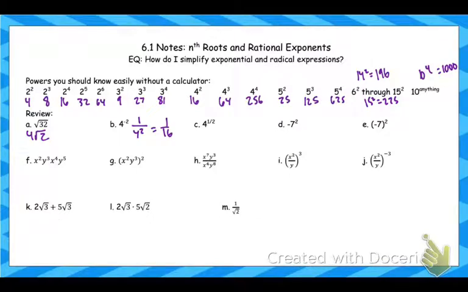4 to the 1/2 is the square root of 4, and we're going to get more into that today. So if you didn't know that one ahead of time, that's okay. Negative 7 squared is a negative 49, whereas negative 7 in parentheses is a positive 49.